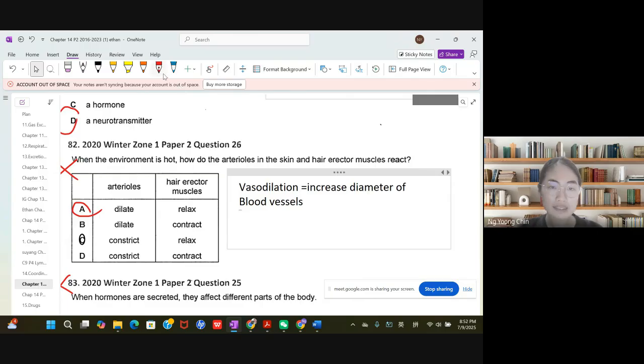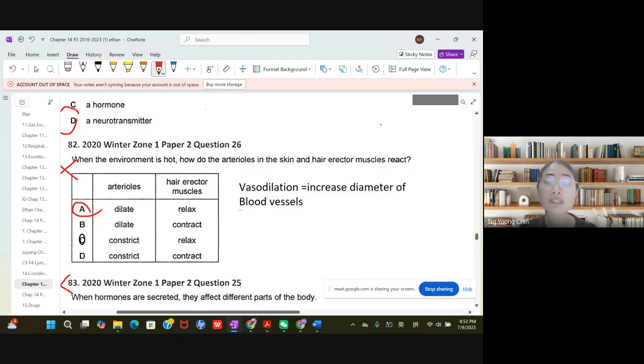Whenever you feel very hot, you cause the arterioles to increase in diameter. Maybe I can draw something like this. This is an arteriole, and initially the diameter is like this. But whenever it undergoes vasodilation, it will increase in diameter and become like this. Increase in diameter.